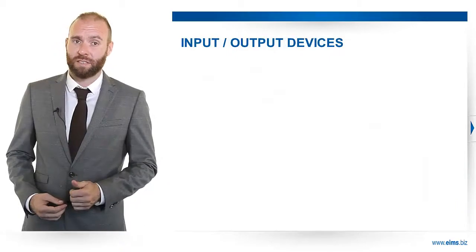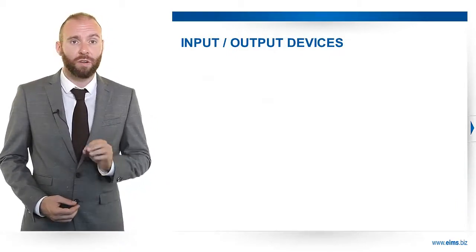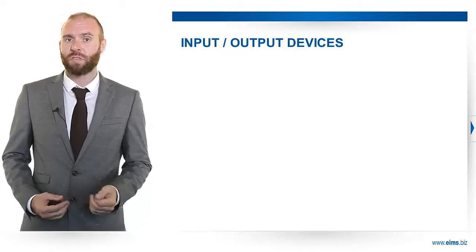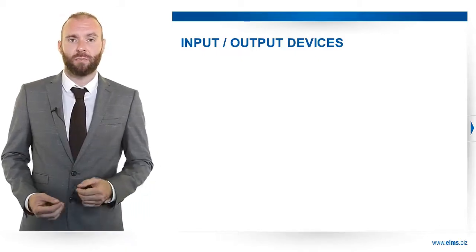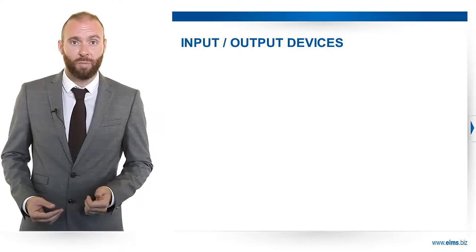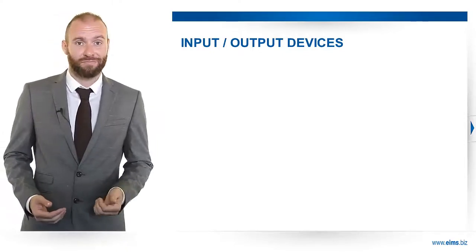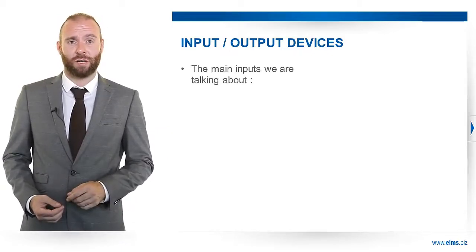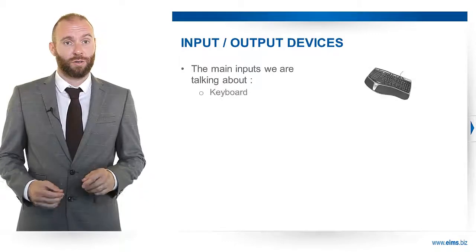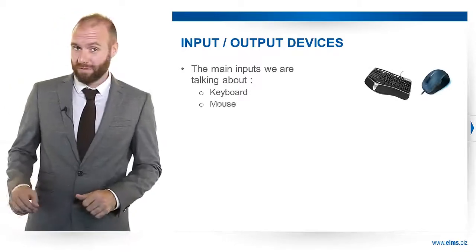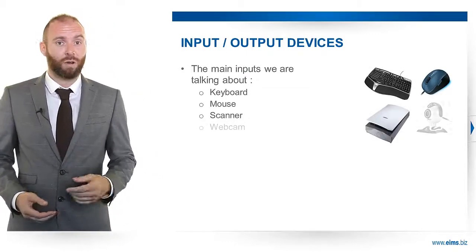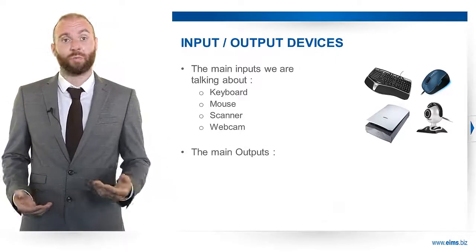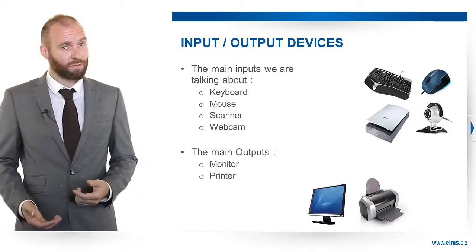Input and output devices. We are here talking about all the components that will make the use of your computer possible. To give you an example, it's like if you had the best engine in the world in your car, but no wheels and steering wheel. You wouldn't go that far, would you? So the main inputs we are talking about are your keyboard, the mouse, the scanner, or a webcam. The main outputs will be your monitor, printer, or speaker.